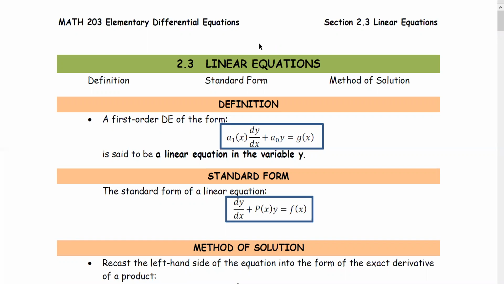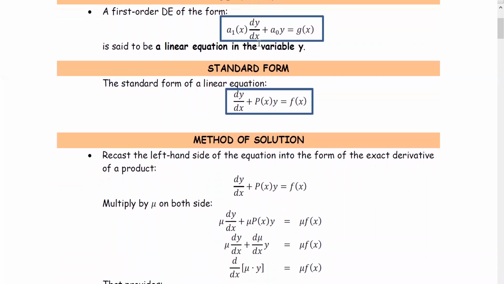Section 2.3, linear equations. By definition, a first-order differential equation will be of the form a1 dy/dx plus a0 y equals g of x, where a1 and a0 are coefficients. Y is the dependent variable and x is the independent variable. The standard form of the first-order differential equation will be dy by dx plus the coefficient p of x times y equals the function f of x on the right-hand side.